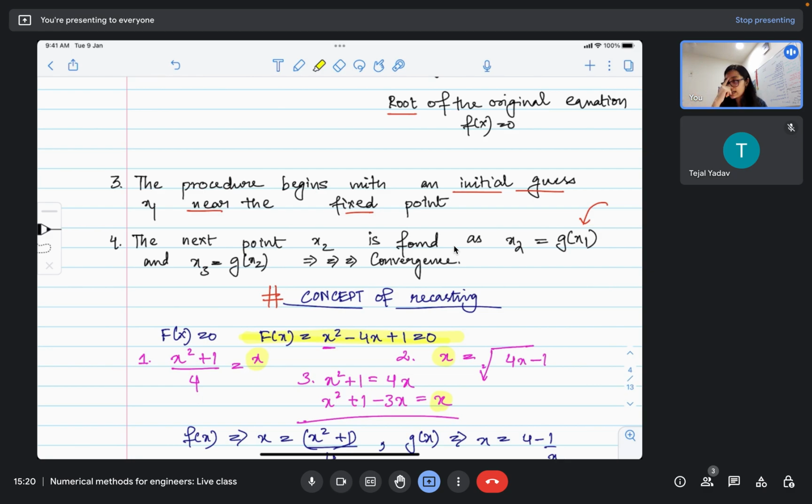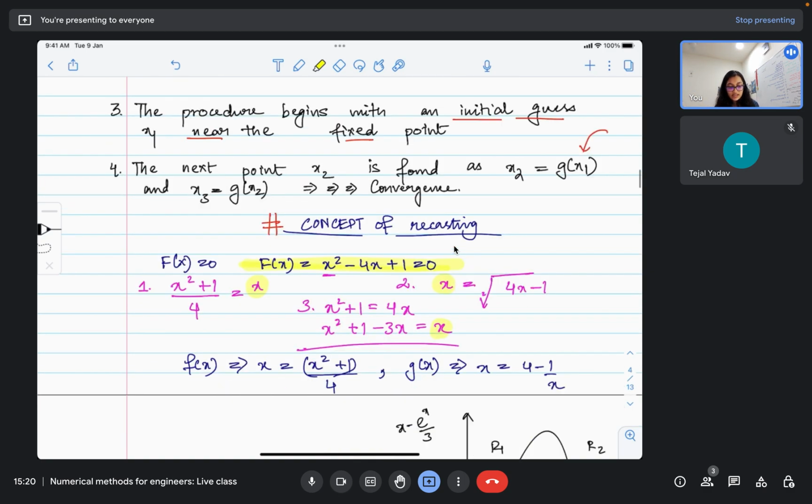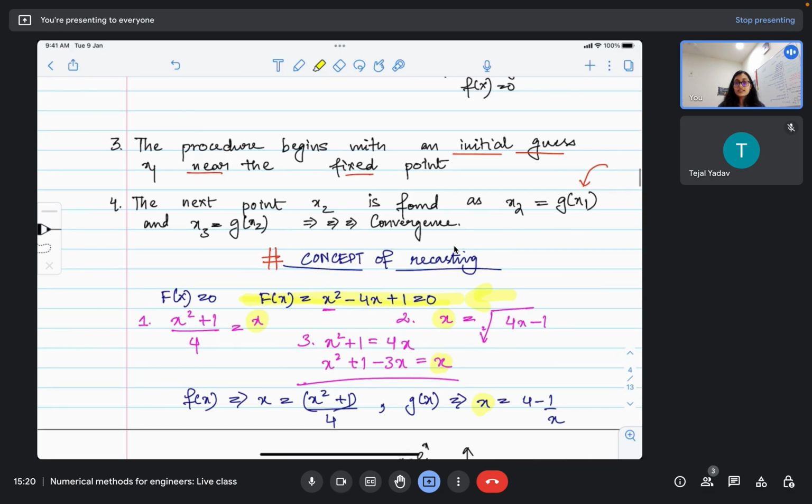Why we take out x is something I will ask you later, and you will be able to answer after a while. Just like the 1, 2, 3 ways I have recasted, the fourth way you had already mentioned is one more way: x can also be written as 4 minus 1 by x. If you rearrange it and write, you will get back this expression.